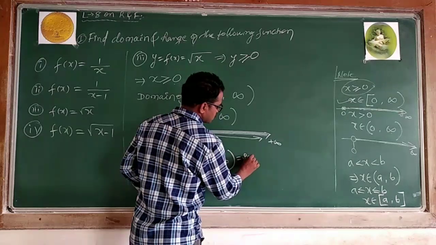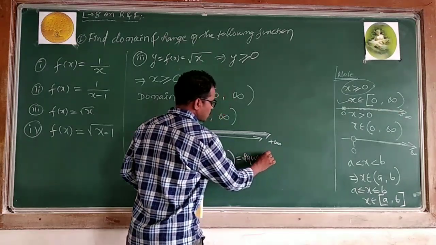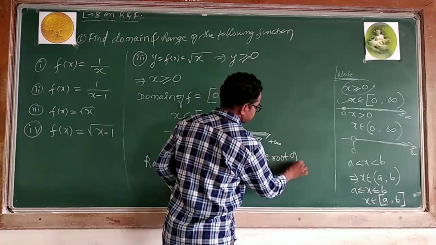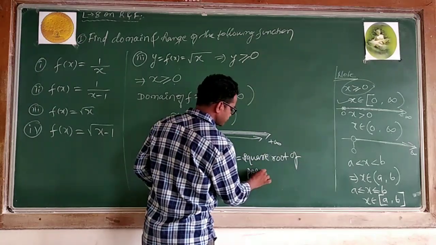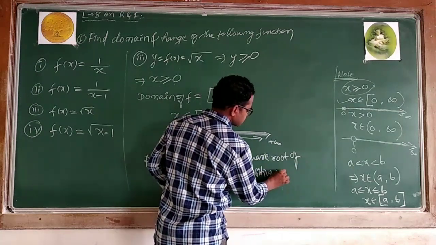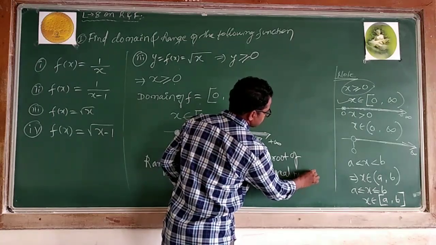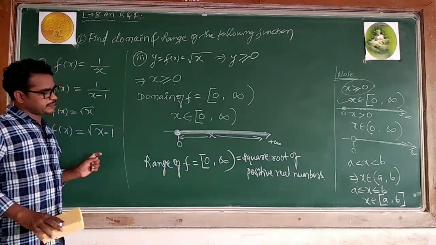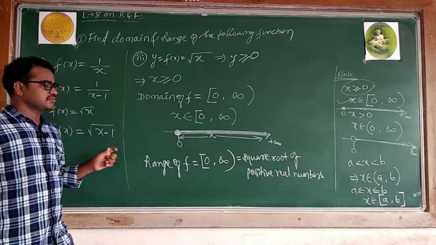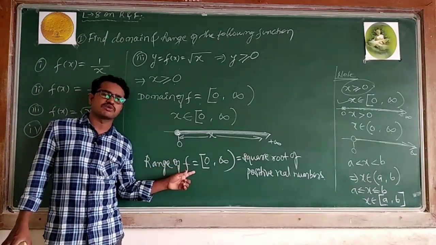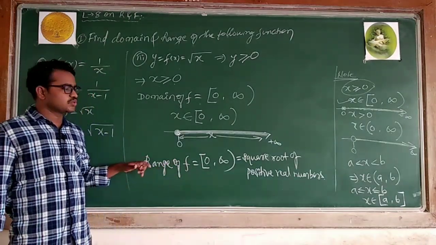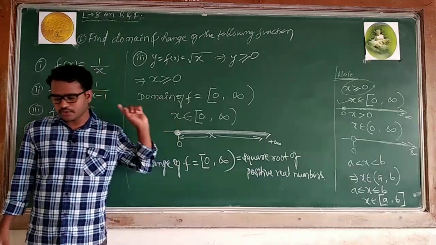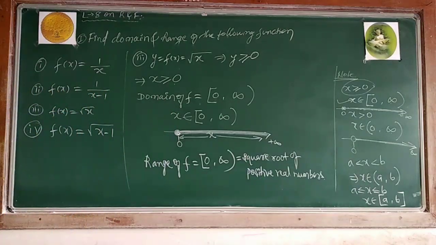The range is the square root of positive real numbers. It may be 0 to infinity. You can say any positive value. You can get 0 or any positive value. This is about the third problem.